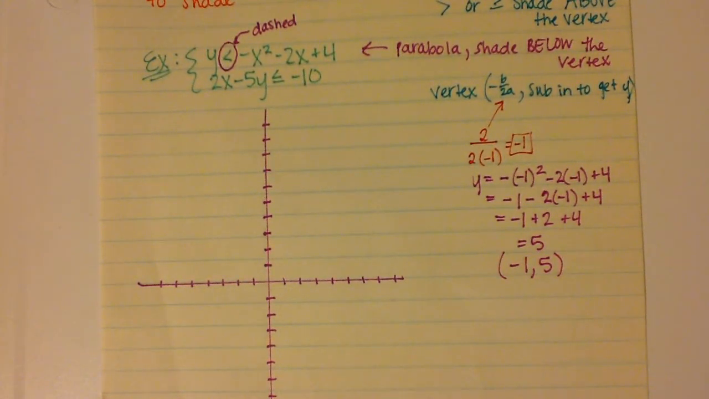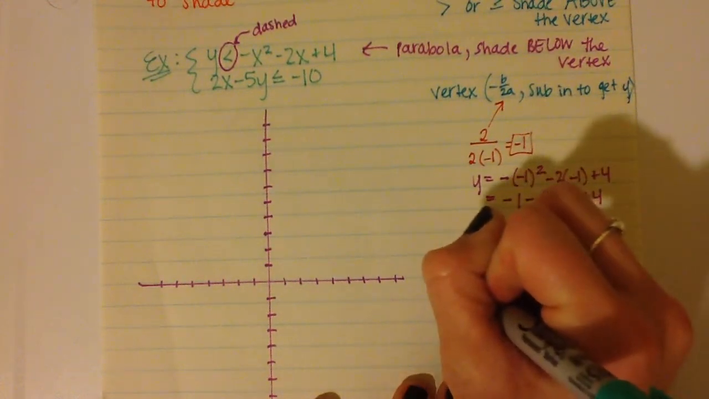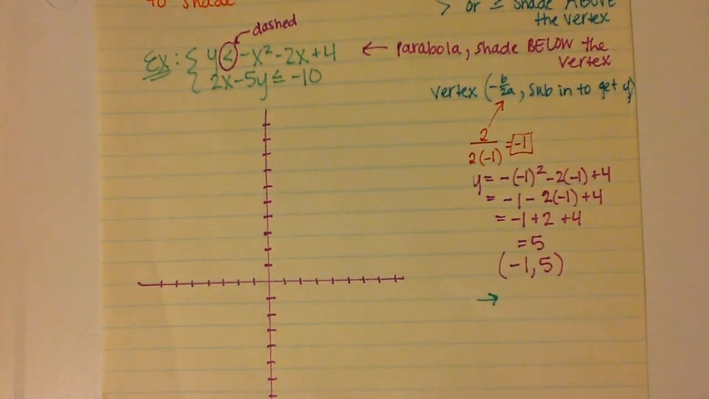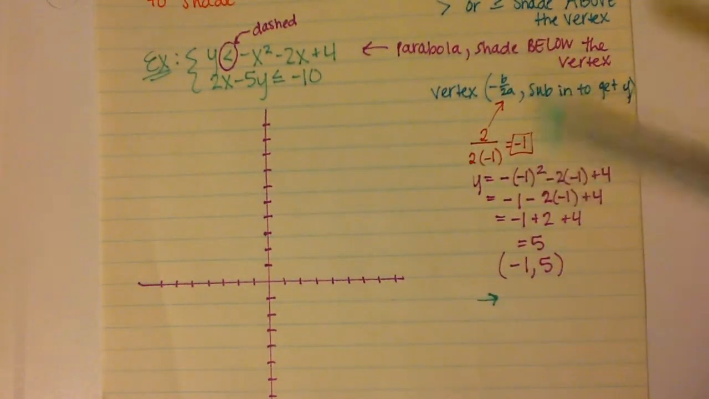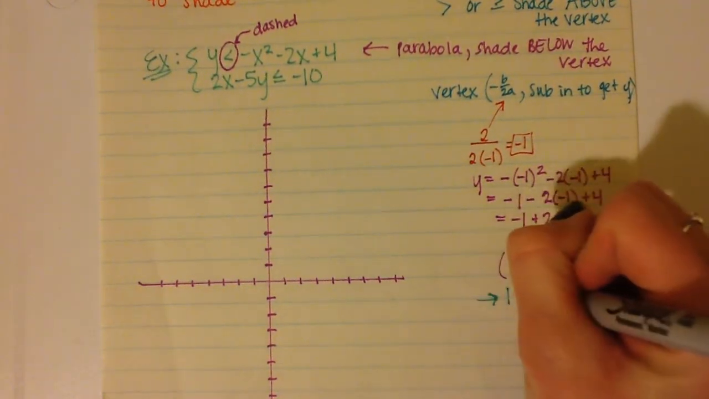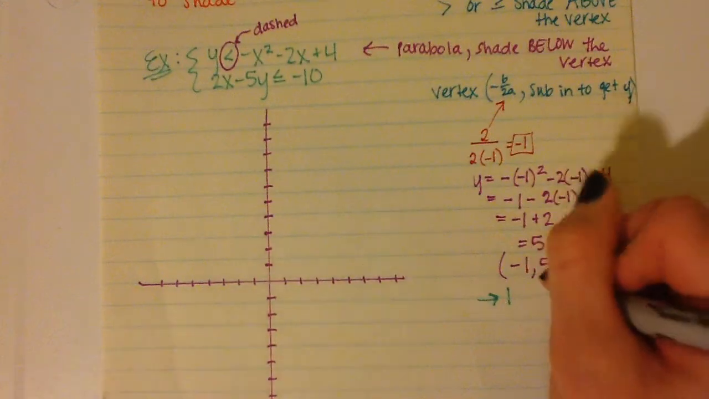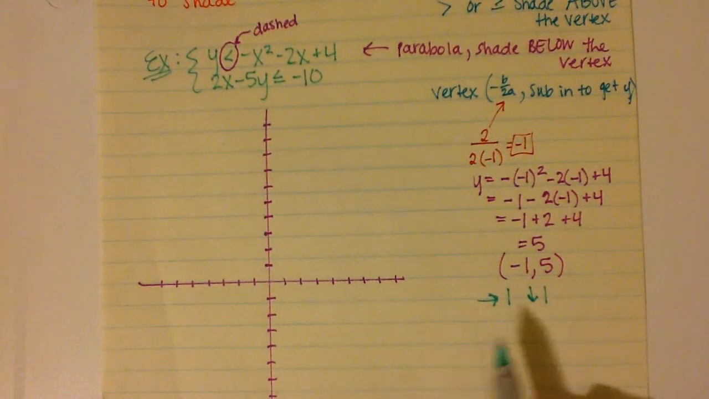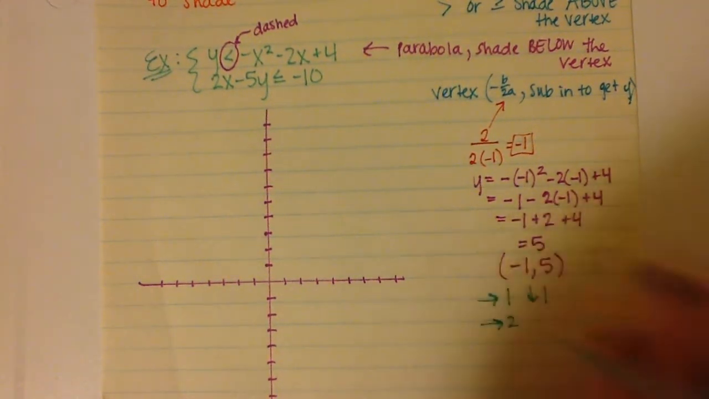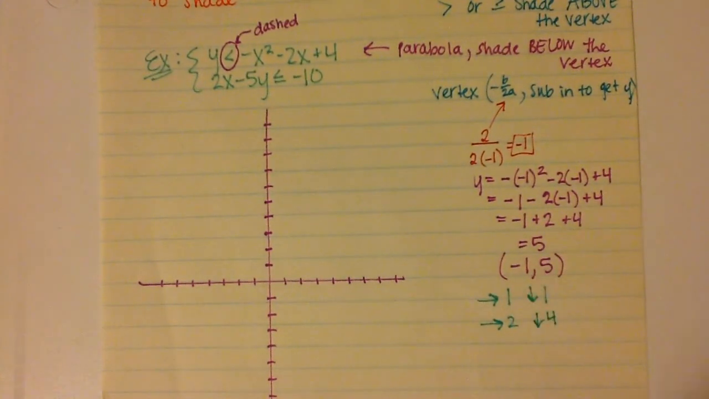Alright. So normally, with our parabolas, we go over 1, up 1. But since our a is negative 1, we know we're going to reflect over the x. So instead of going up, we're going to go down. So instead of going over 1, up 1, we're going over 1, down 1. Instead of going over 2, up 4, we're going over 2, down 4. And over 3, instead of going up 9, we're going down 9.